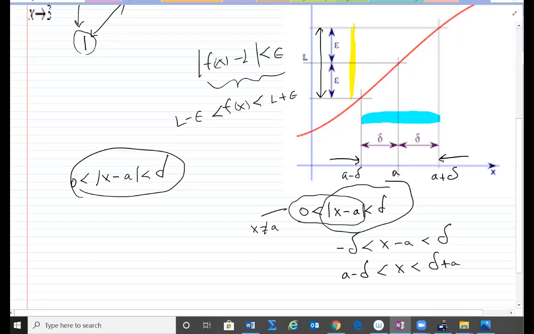If we can find a delta that will guarantee that this is true whenever this is true, then the limit must be L. The limit of f of x must be L. That's what it says. So one other thing that you notice about this is that there could be a hole right here in the graph. In other words, f of x might be undefined and yet still have a limit. We saw that in our first example where we had that graph coming down.